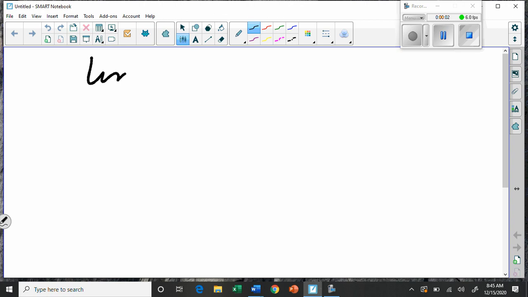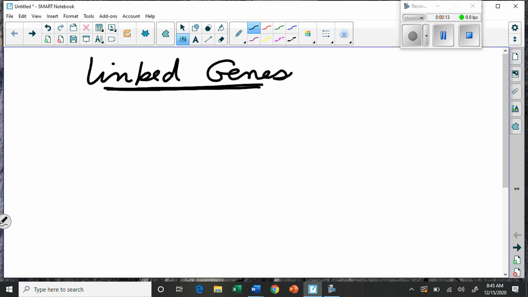So we're going to do a little bit more on this concept of linked genes. So remember, Mendel was under the impression that all genes assorted independently because he didn't understand chromosomes and the chromosome theory. Now that we understand chromosomes, we know that some genes that occur on the same chromosome are not independently assorted.